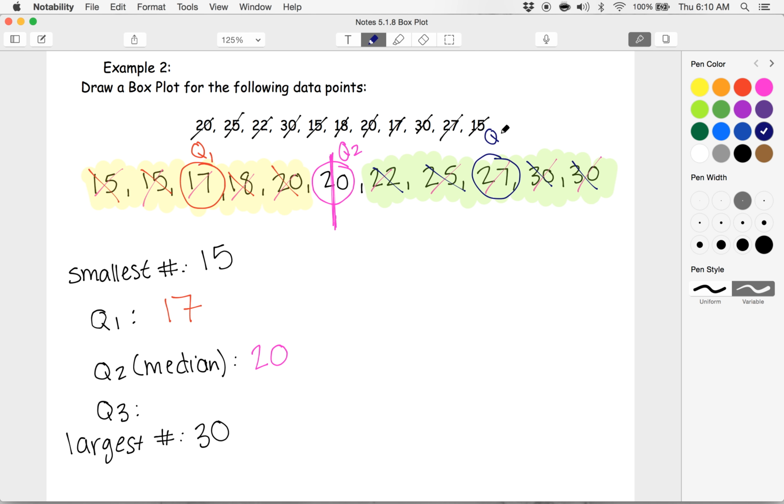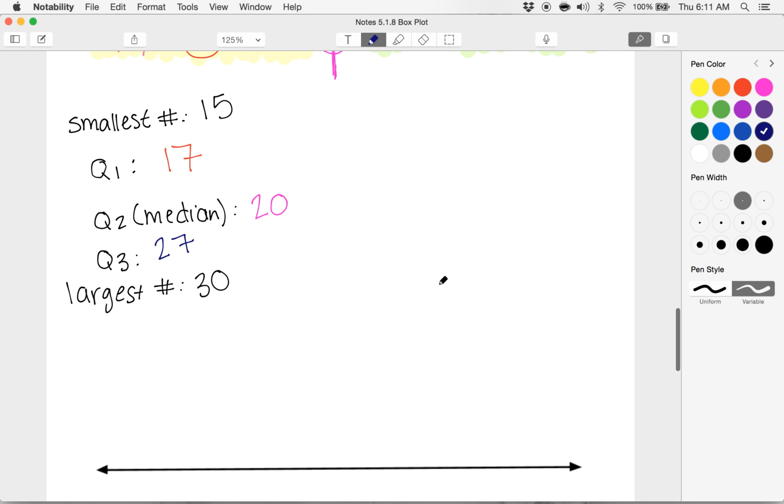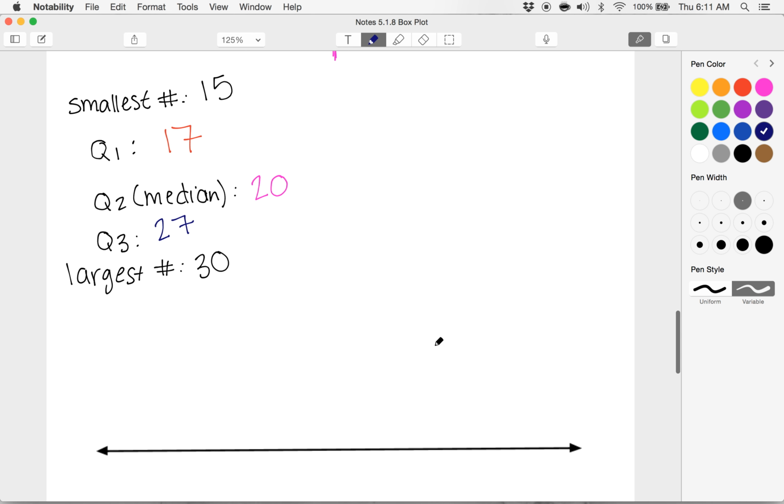27. There's my quartile 3. Once I have all of this, we're going to come down and plot it on our number line down here. So it looks like my smallest value is 15, 16, 17, 18, 19, 20, 21, 22, 23, 24, 25, 26, 27, 28, 29, 30.